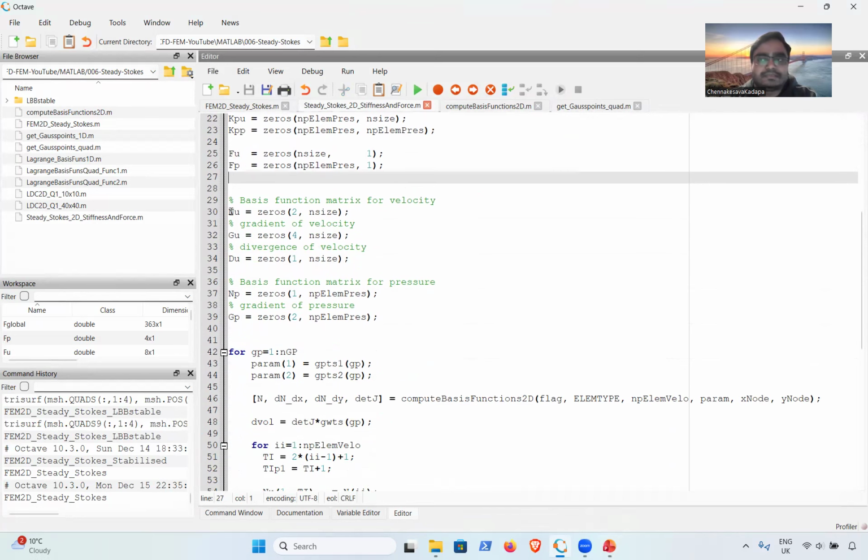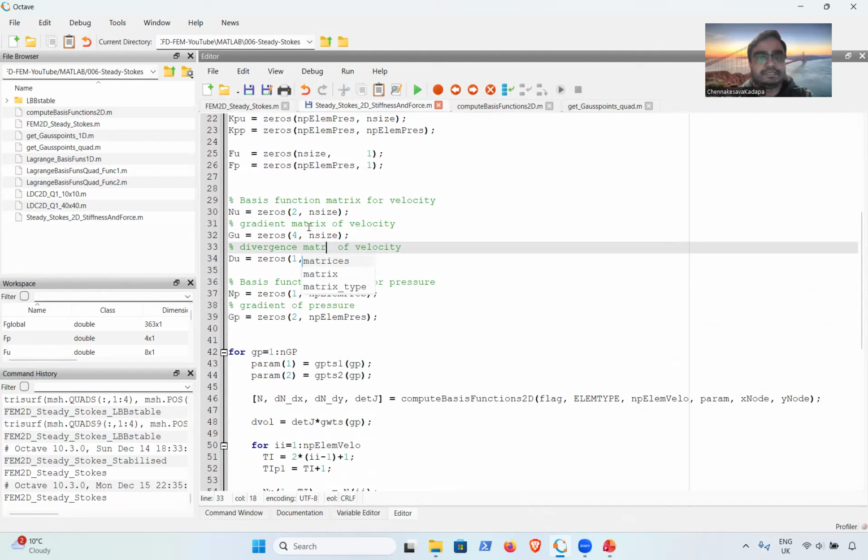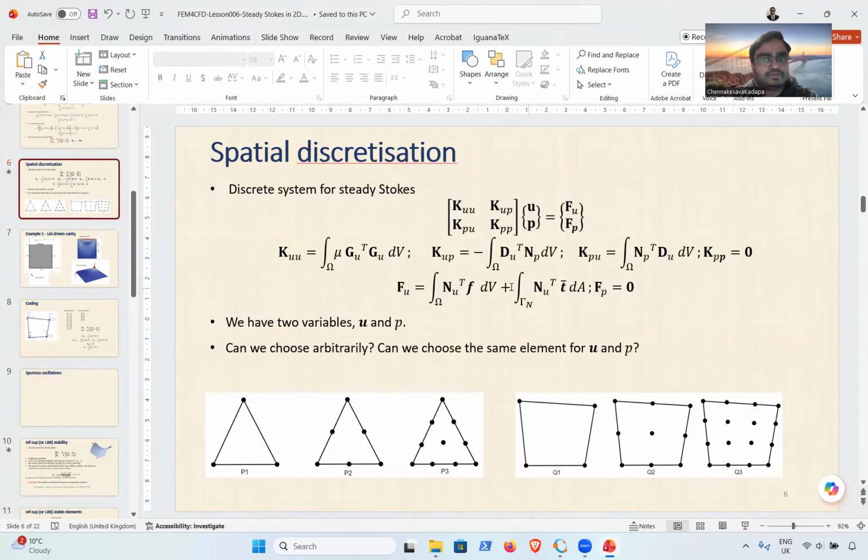And then we define some variables for storing basis functions: the basis function matrix for velocity, the gradient matrix for velocity, and the divergence matrix for velocity. Okay. So these are the matrices we know we need to calculate the stiffness matrices. So GU, DU, NP, NU, and so on.